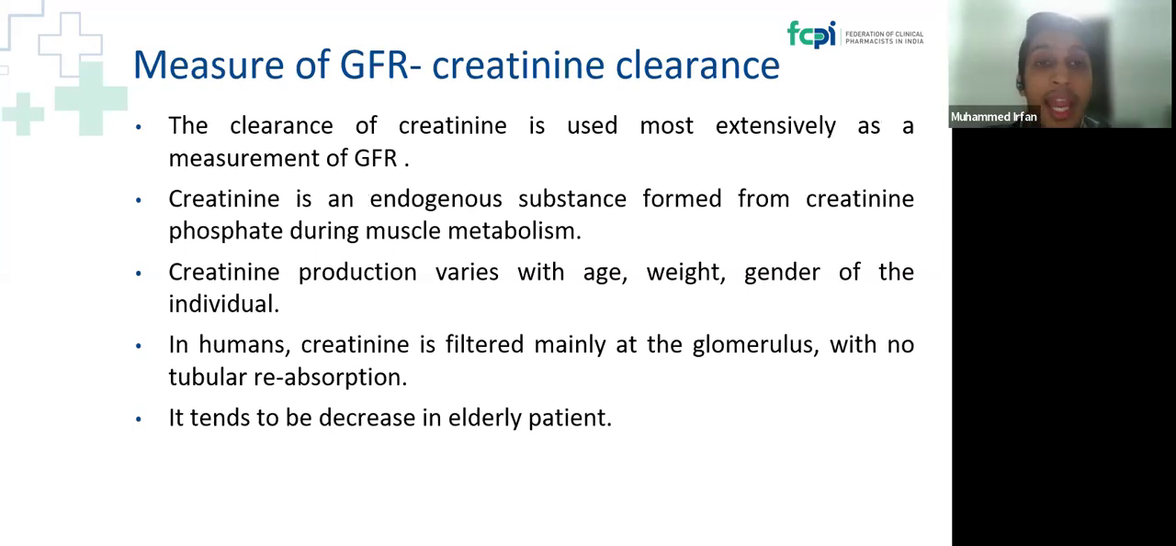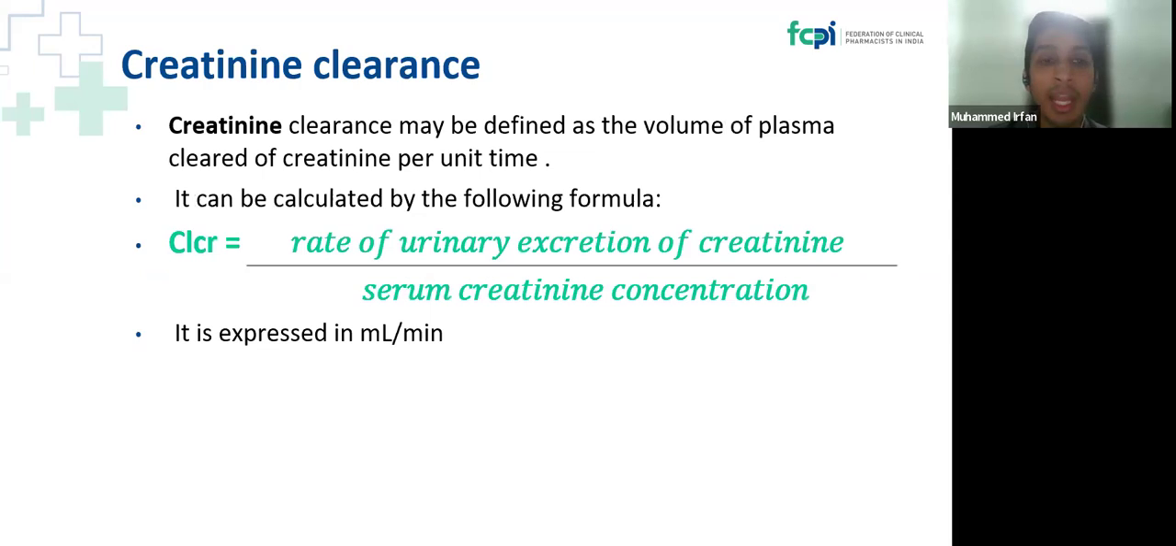You should know that. And the measure of GFR, creatinine clearance. The clearance of creatinine is used most extensively as a measurement of GFR. In humans, creatinine is filtered mainly at the glomerulus, and it tends to decrease in elderly patients, that is above 60 or 65. Creatinine clearance may be defined as the volume of plasma cleared of creatinine per unit time. I have given the equation: CLCR is equal to the rate of urinary excretion of creatinine divided by the serum creatinine concentration. It is expressed in ml per minute.